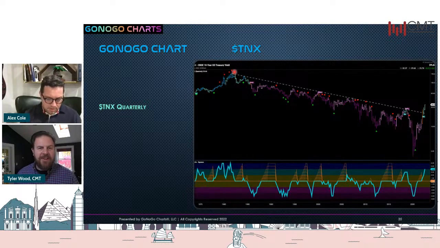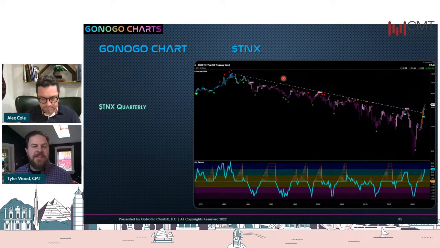Go right back here to where Alex was born, right here where Joel was born, right here where Tyler was born. Point being, for the last 40 years, we've been in a bond bull market, right? Yields move inversely to prices. And so this downward sloping trend line on yields, TNX is the 10-year treasury yield, we broke above.